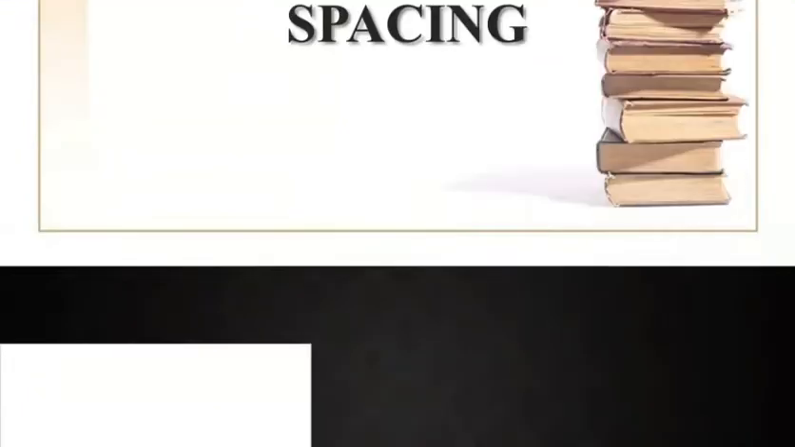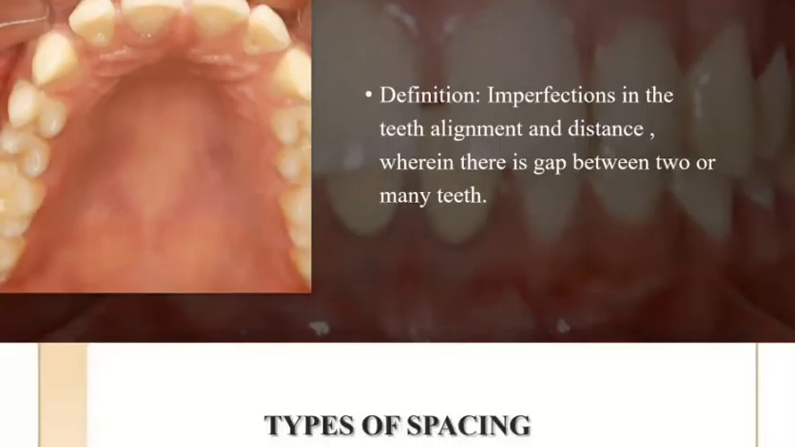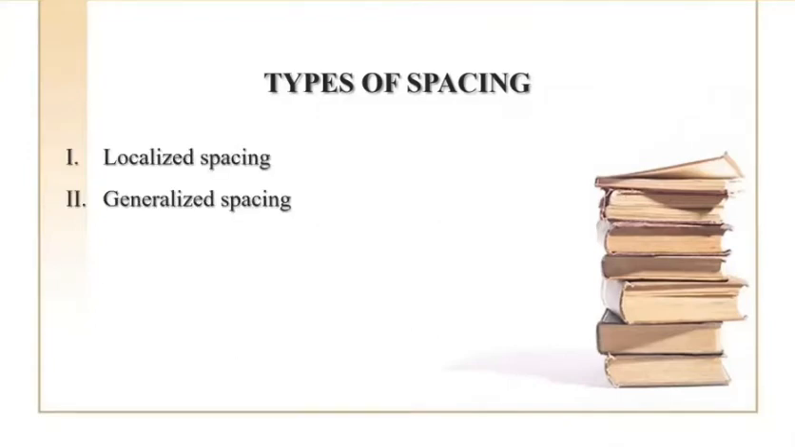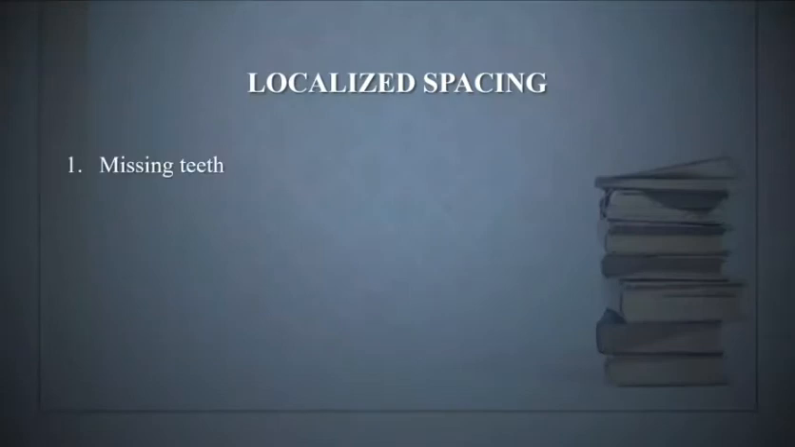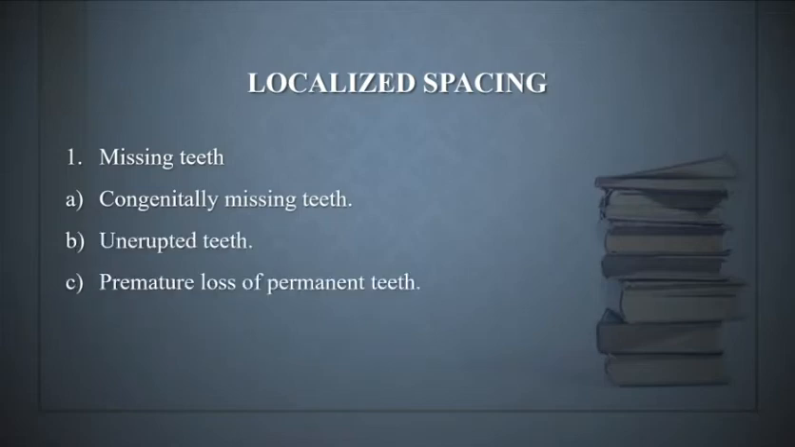Coming to spacing, it is an imperfection in teeth alignment wherein there is a gap between two or many teeth. There are two types of spacing: localized and generalized. In localized spacing, it can be due to missing teeth, and the missing teeth can be congenitally missing or unerupted teeth or premature loss of permanent teeth.